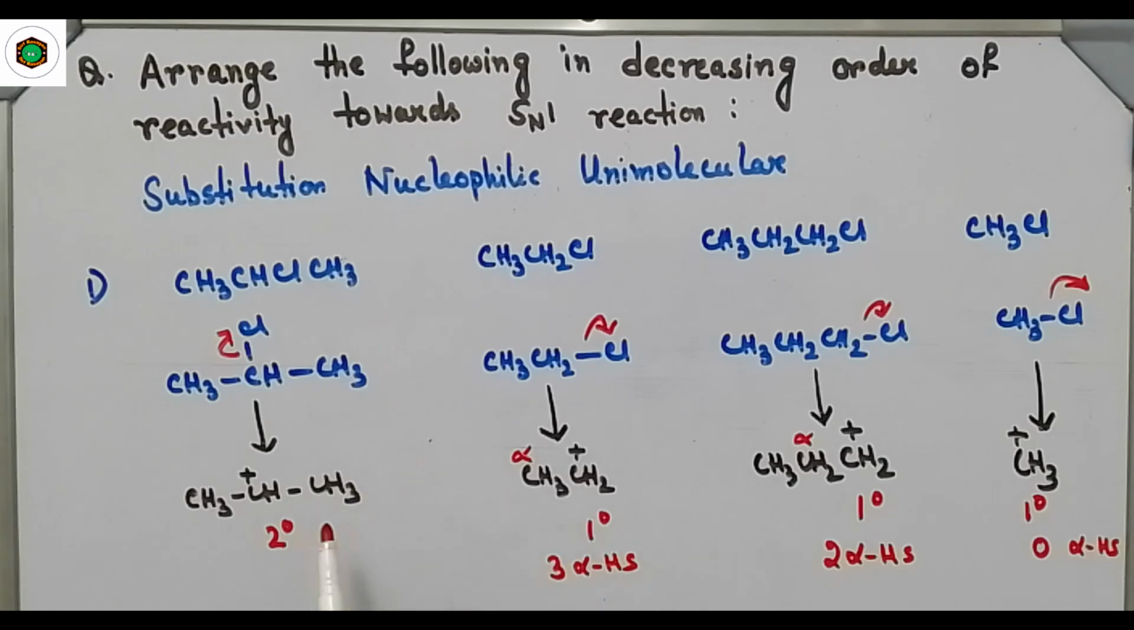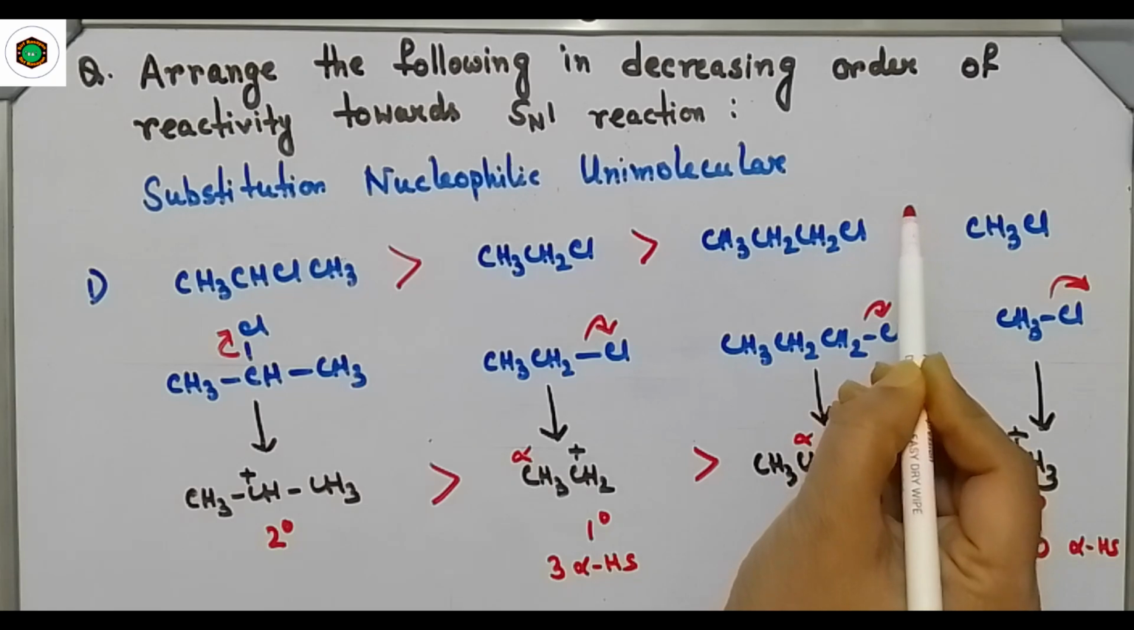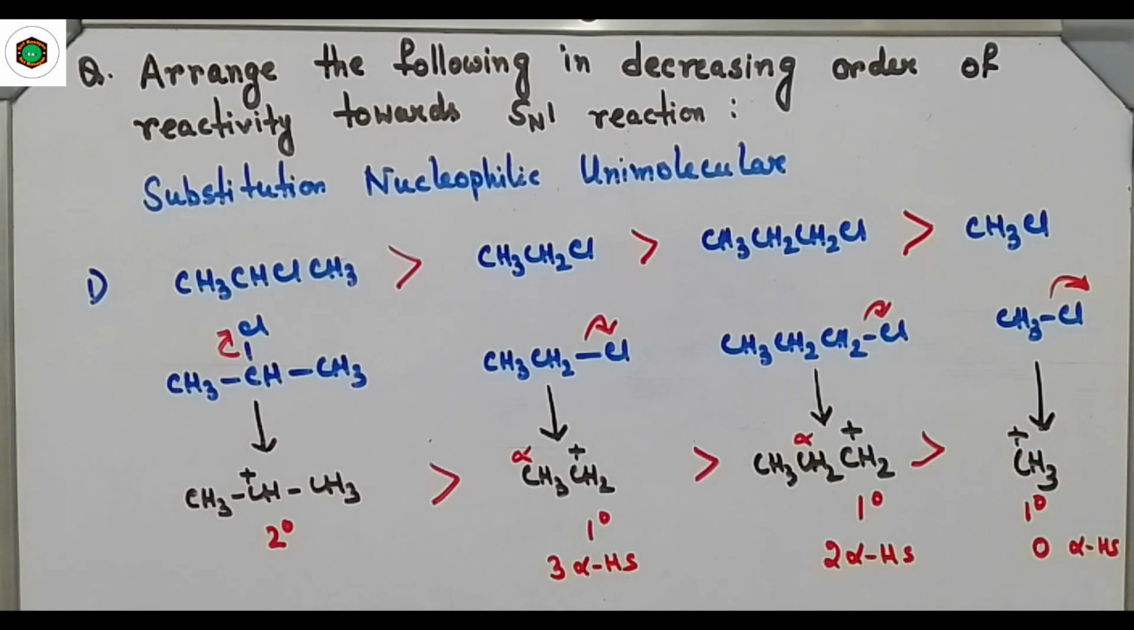So, if the stability order of carbocation is this, then the decreasing order of reactivity for SN1 reaction is also this. This is the most stable carbocation, so this is the most reactive compound. This is next, so here this is next reactive, like that way. Hope it's clear to you.